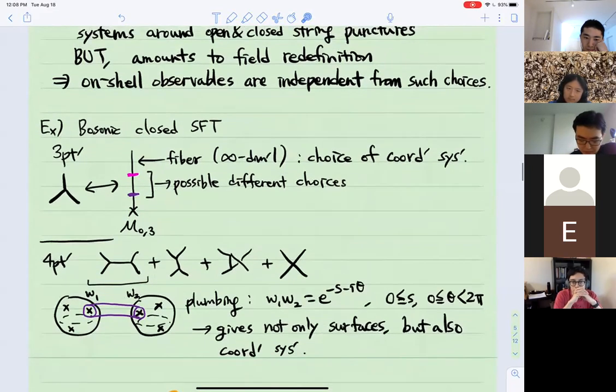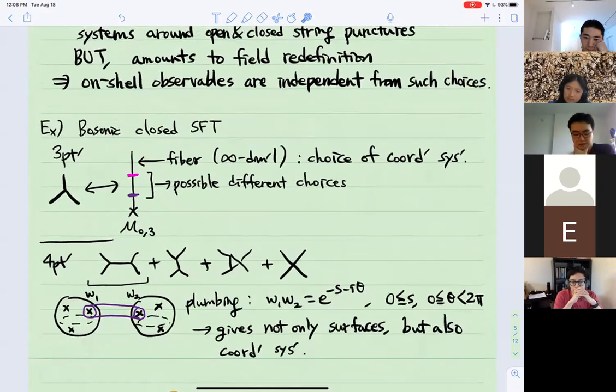So let me give you some example of the ideas in the simplest setup of bosonic closed string field theory. So we start with 3-point, okay? So we are doing Feynman diagrams now. So we want to define what we mean by 3-point vertex, okay? We know that moduli space of 3-puncture Riemann sphere is 0-dimensional. So that's why we represent by this X. So this is a point representing the 0-dimensional moduli space of 3-puncture sphere.